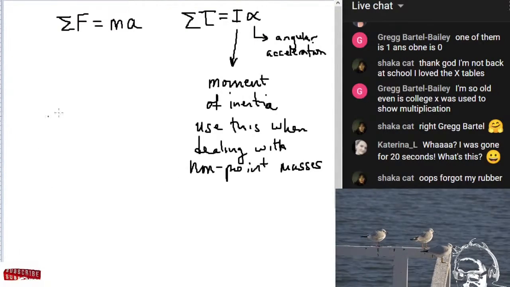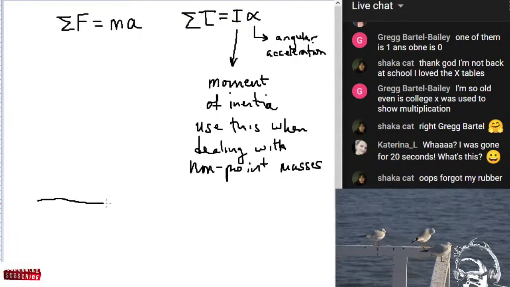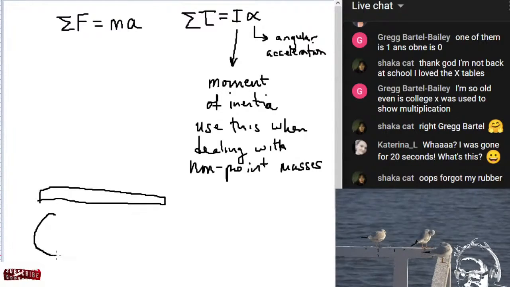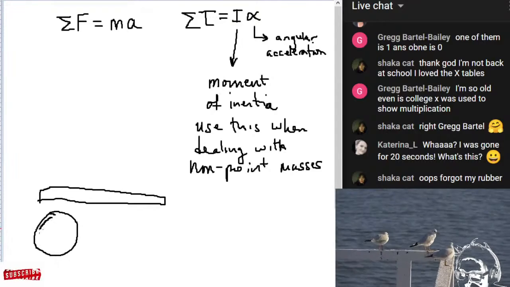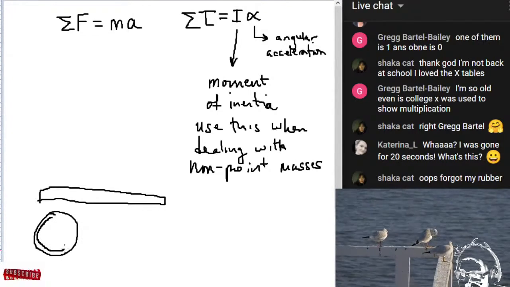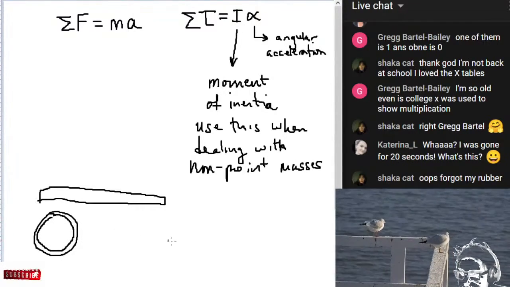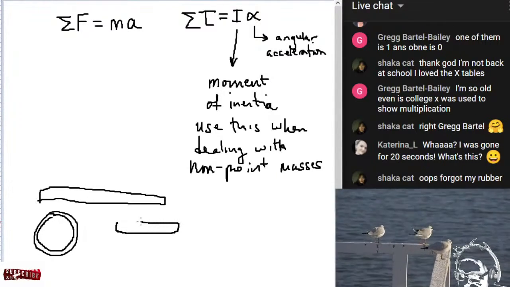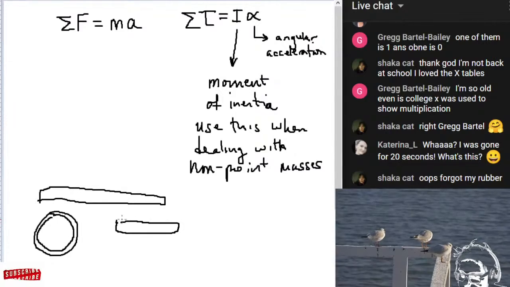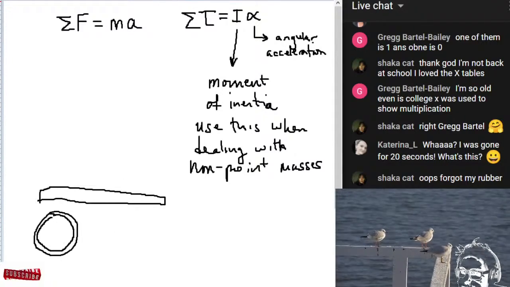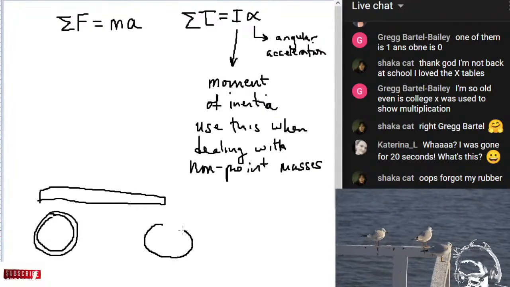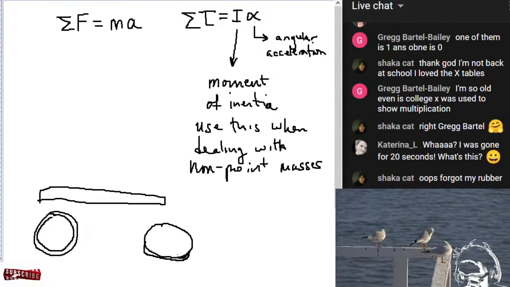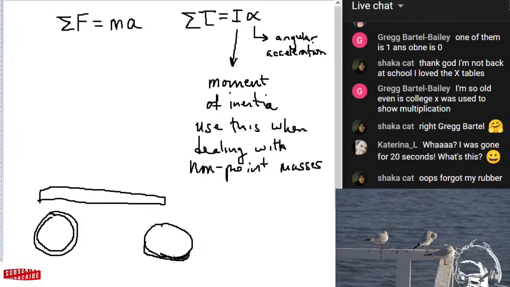Like a long bar, a rod like this, or a hoop, a hula hoop, or a disc. That's not a very good drawing of a disc. A disc, something that's got some thickness to it, like a record.